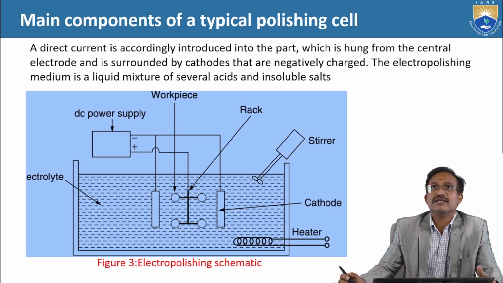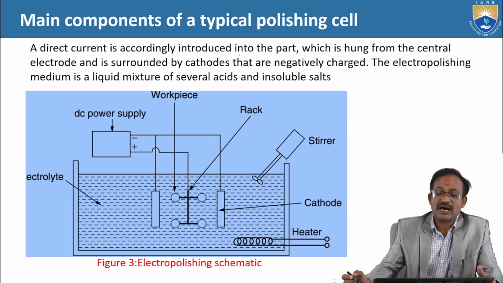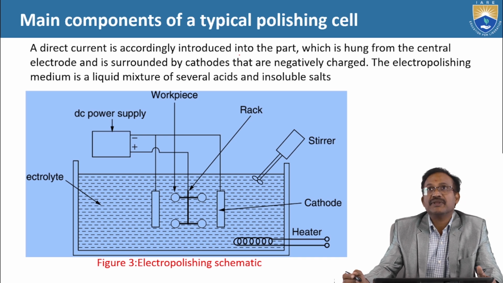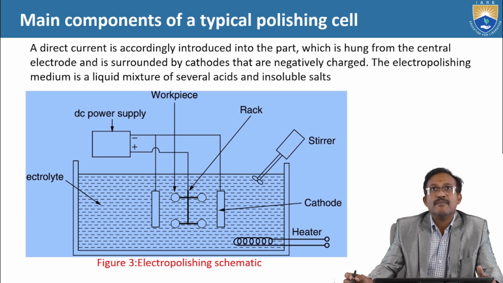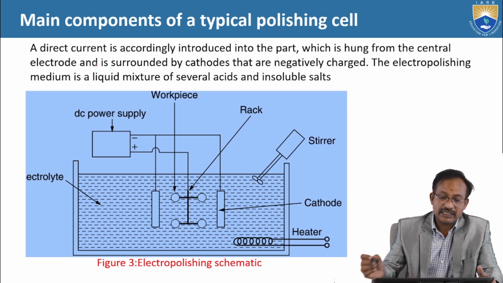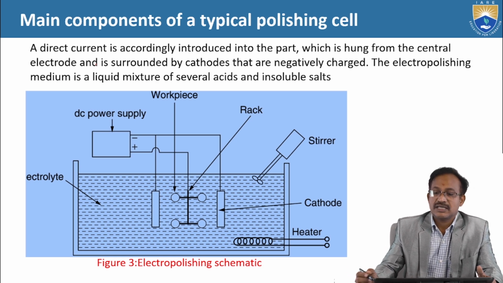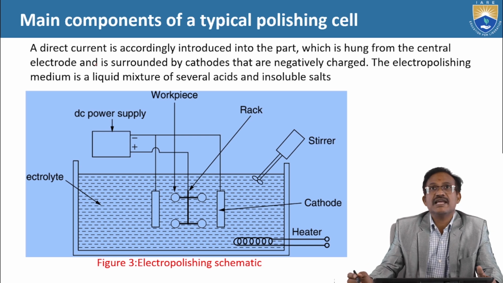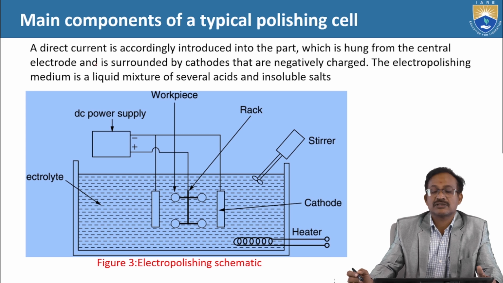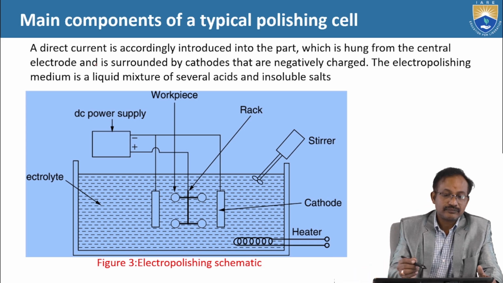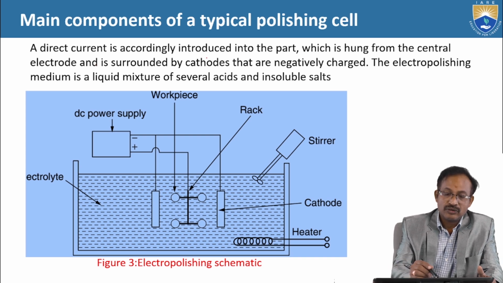Main components of a typical polishing cell. A direct current is accordingly introduced into the part which is hung from the central electrode and is surrounded by cathodes that are negatively charged. The electropolishing medium is a liquid mixture of several acids and insoluble salts. Now look at this figure, electropolishing schematic.